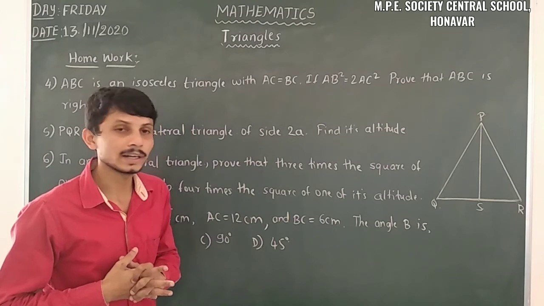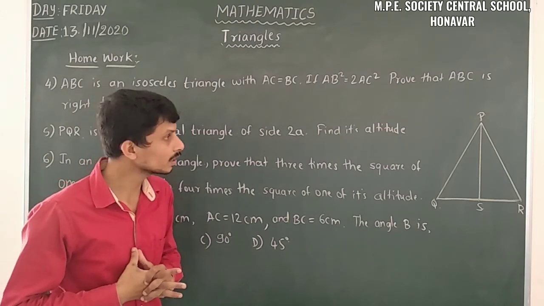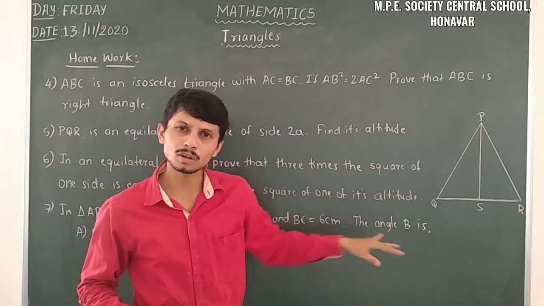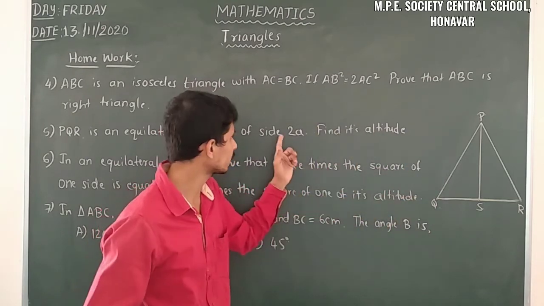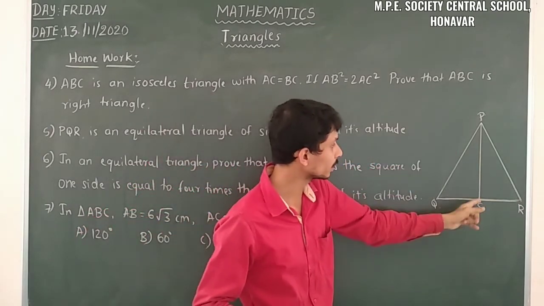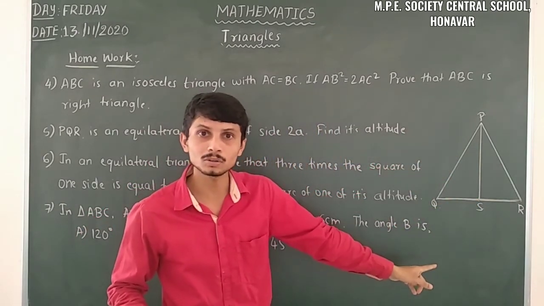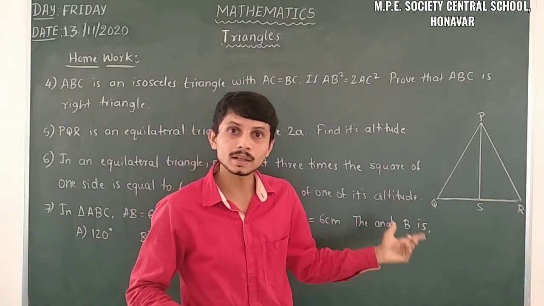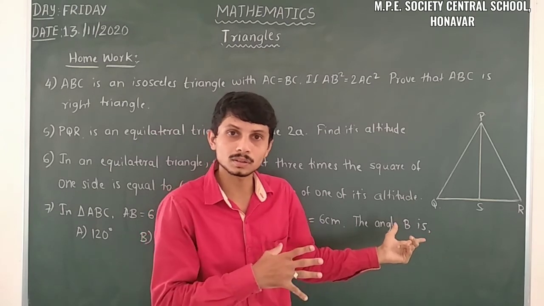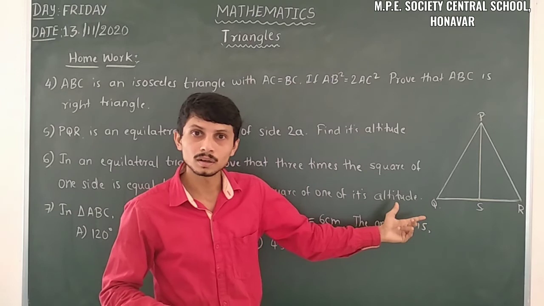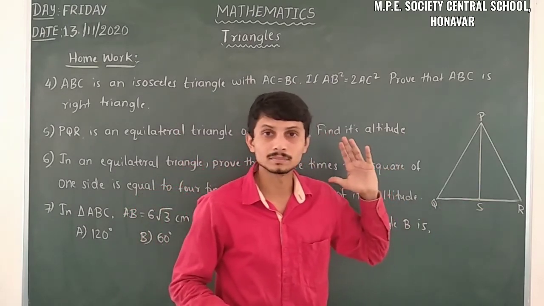And then, PQR is an equilateral triangle of side 2A, find its altitude. So here it's a PQR equilateral triangle. Equilateral triangle means all the sides are equal. All the sides we can take as 2A. Then we have to find the altitude, means PS value we have to find out. So from the Pythagoras theorem we can find it out. But here there is one confusion, that is whether QS is equal to SR. How can we take that one, QS and SR?